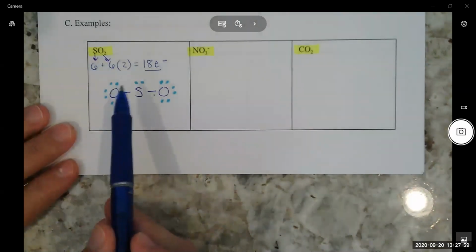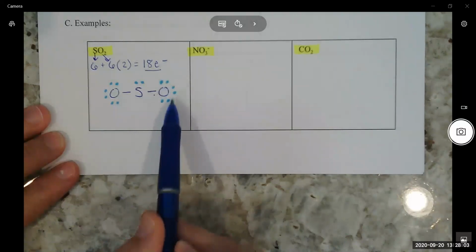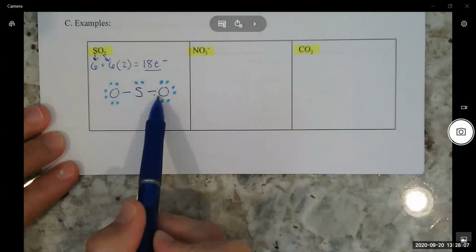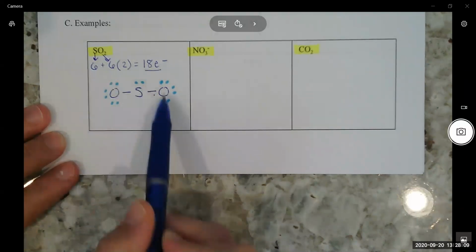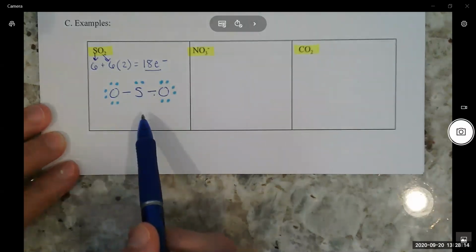So looking at my diagram, oxygen has 8. Oxygen has 8. Each line counts as 2, so 2, 4, 6, 8, 2, 4, 6, 8. But around sulfur, I only have 2, 4, 6. So I can't leave the diagram this way. I have to do something in order to complete the octet of my central atom.